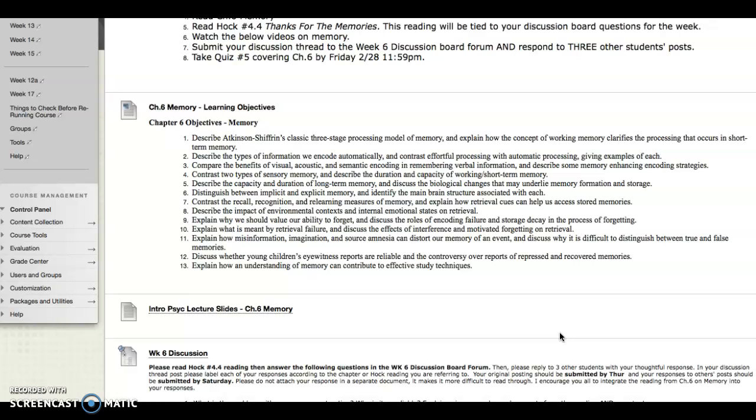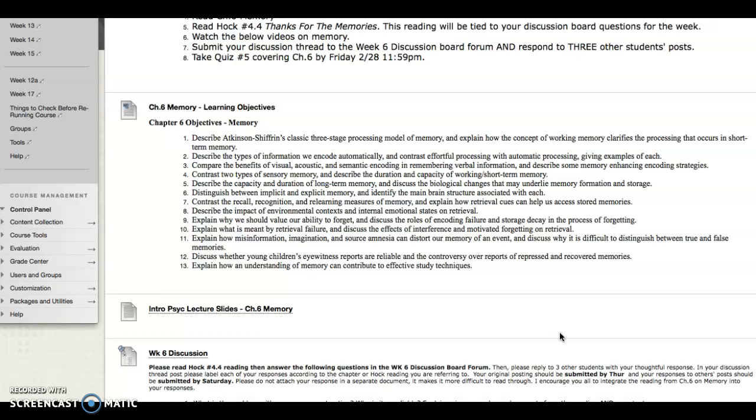So encoding is basically taking information from the environment and processing it, and we do that visually, acoustically, and semantically. Semantic being the meaning that we encode from things, and attaching meaning to something. Acoustic is what we hear, and visual is what we see, and how we remember those bits of information. And then we'll also look at some different encoding strategies. How can you improve your memory encoding?